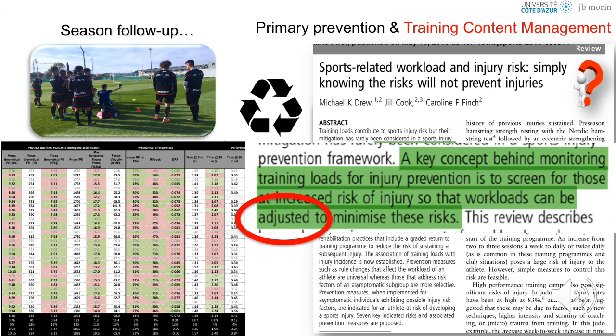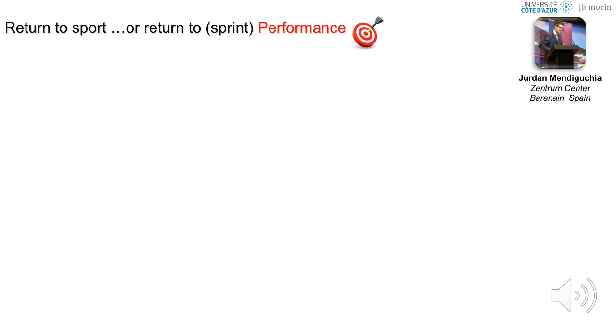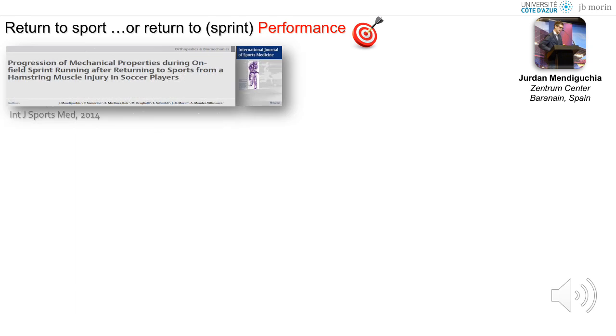For example, if a player has a very high V0, very high maximum velocity of running, maybe they can save some maximum speed sessions to focus on something else. Okay, so a bit of orientation of the training content. Now, if the player gets injured, the return to sport or the return to performance process can also benefit from using the force velocity profile.